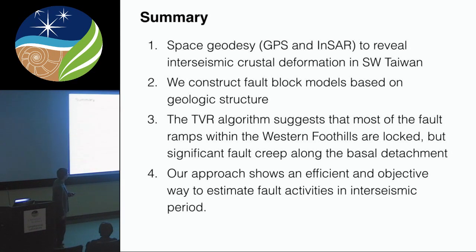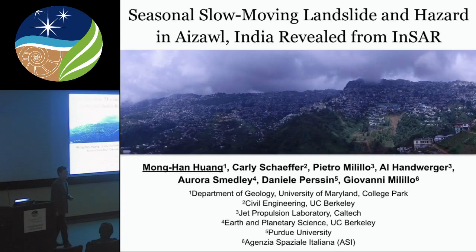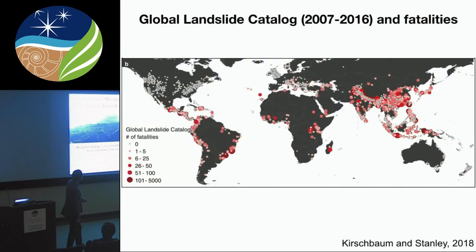Okay, so I'm going to move on to a second topic. It's totally different, but it's also using InSAR dataset. The title is the seasonal slow-moving landslides and hazard in Joshimath, India, revealed from InSAR. This is the picture of the town, and we'll get back into this.